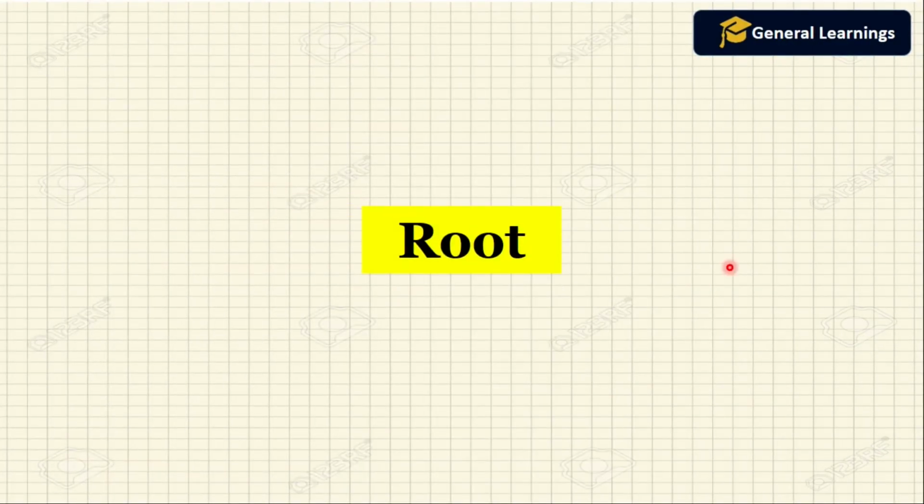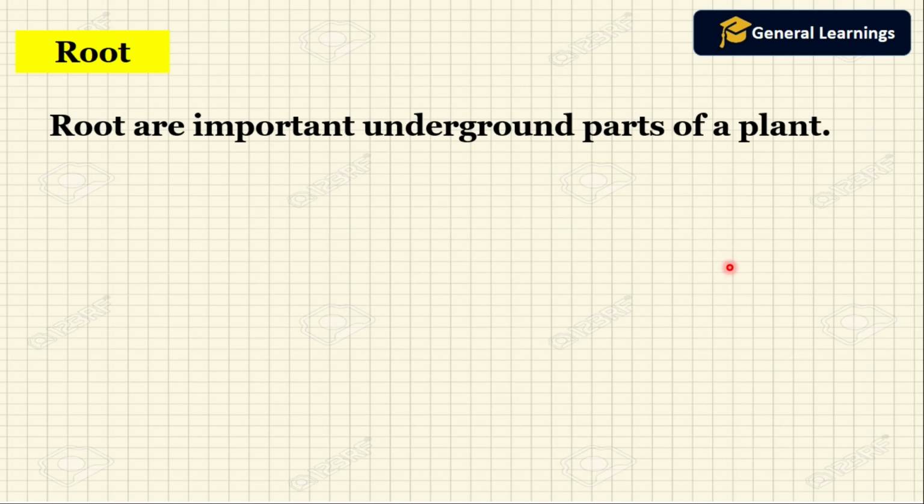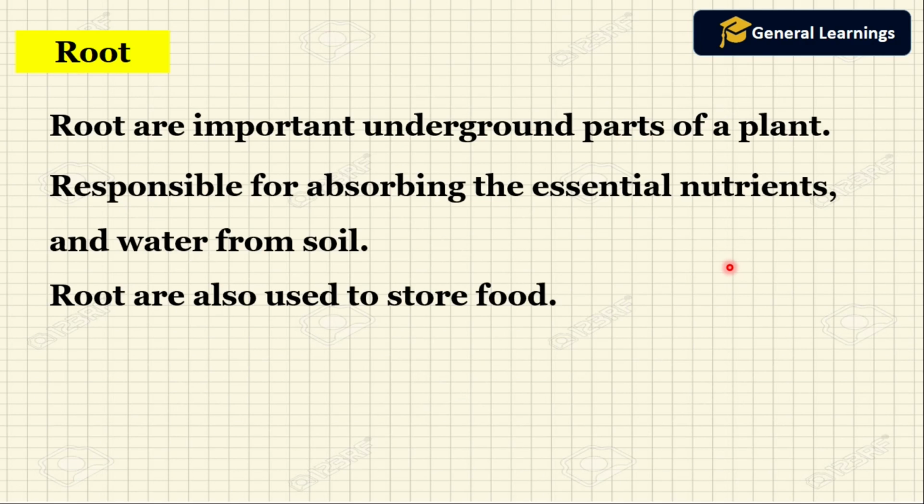Now we will see about root. Roots are the important underground part of a plant. The roots grow deep into the ground. The root is also responsible for absorbing the essential nutrients and water from the soil for the plant. Roots are also used to store food.